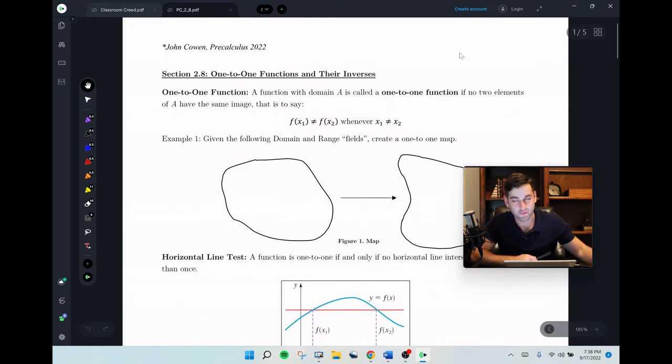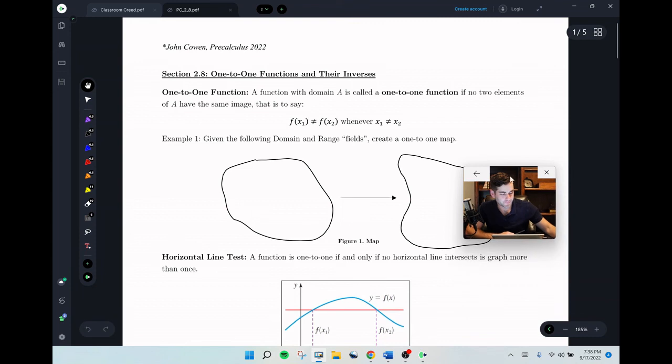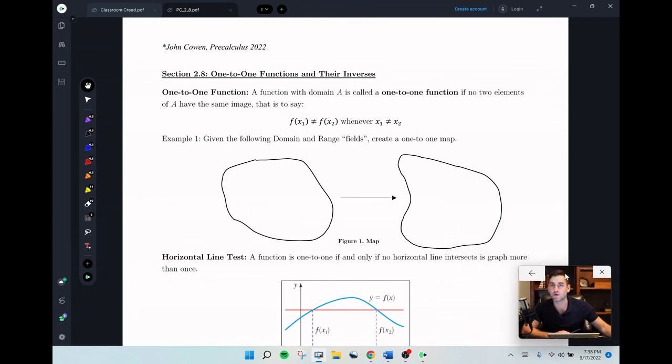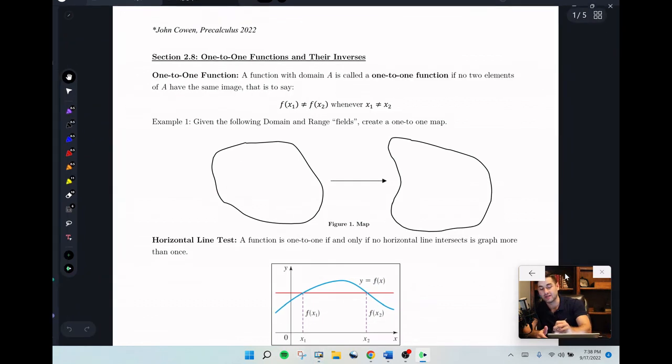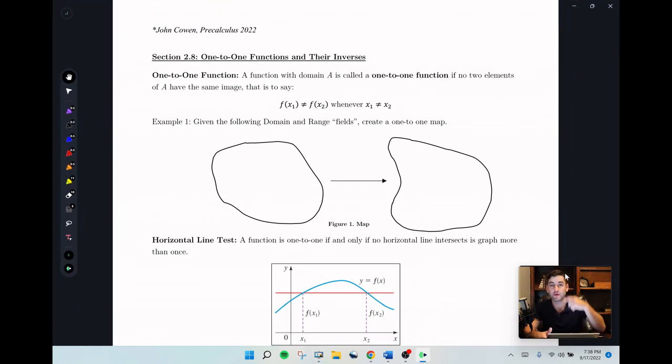All right, let's get started with one-to-one functions. In order to have an inverse, this whole thing we're talking about, you have to have a one-to-one function. So the first thing to ask yourself is, what's a one-to-one function? Well, we know what a function is, right?